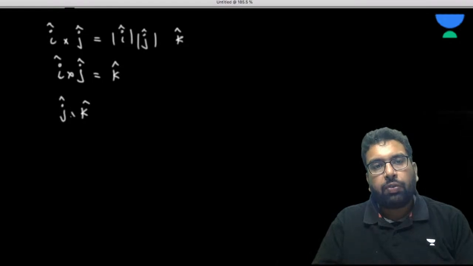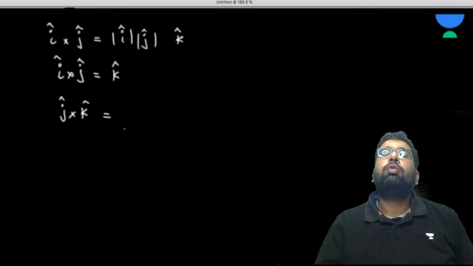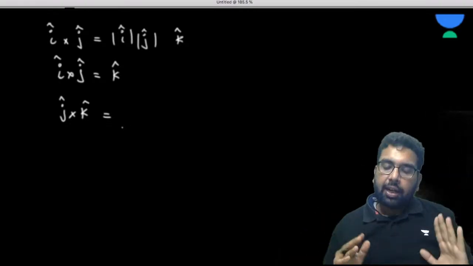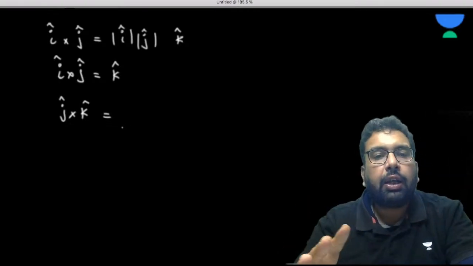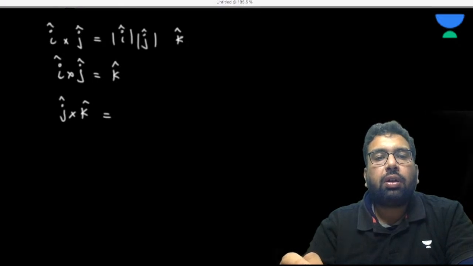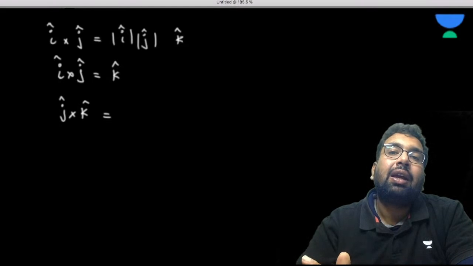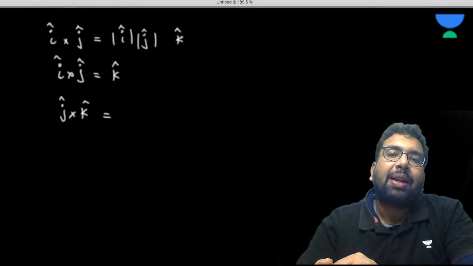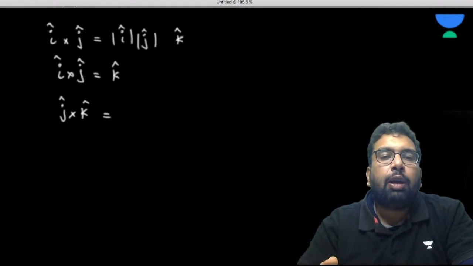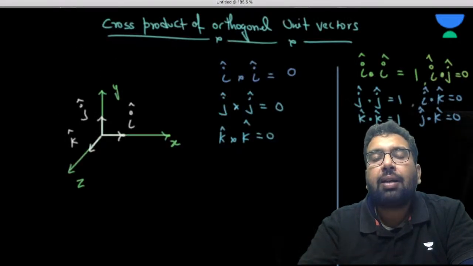So, sir, firstly, what is the direction perpendicular to J and K? Bima, I hope you are getting this. What is the direction of the vector perpendicular to both J and K? So it must be I. It must be I, but will it be positive I or negative I? For that we have to use the right hand thumb rule.